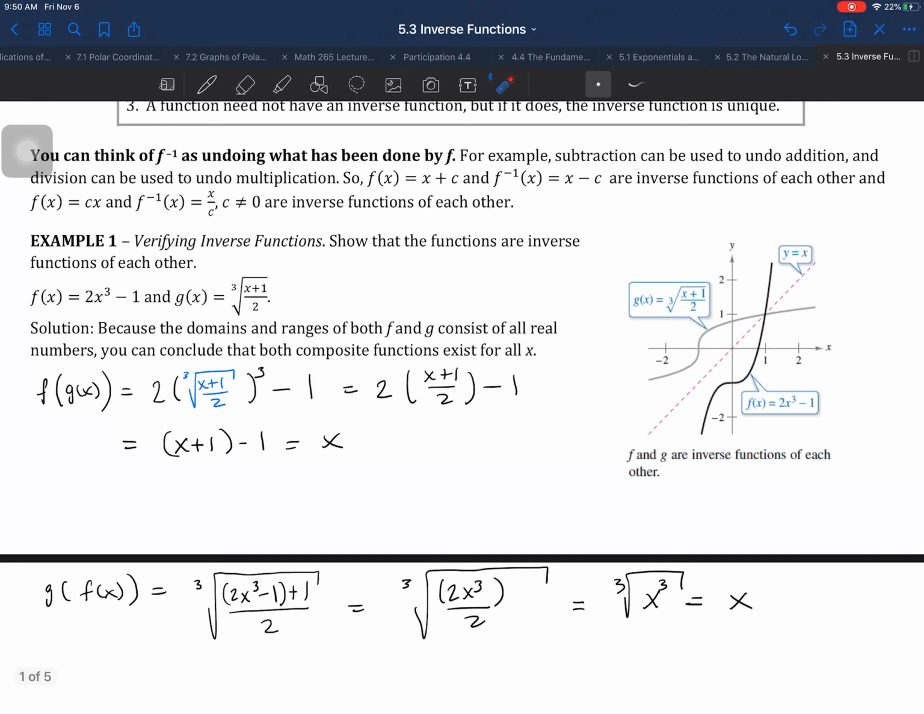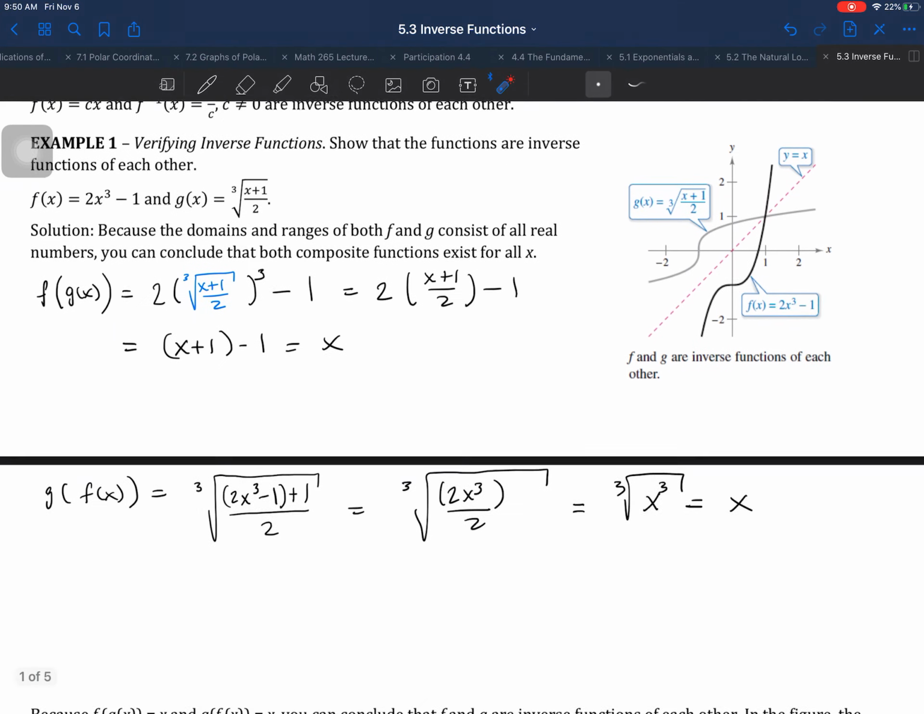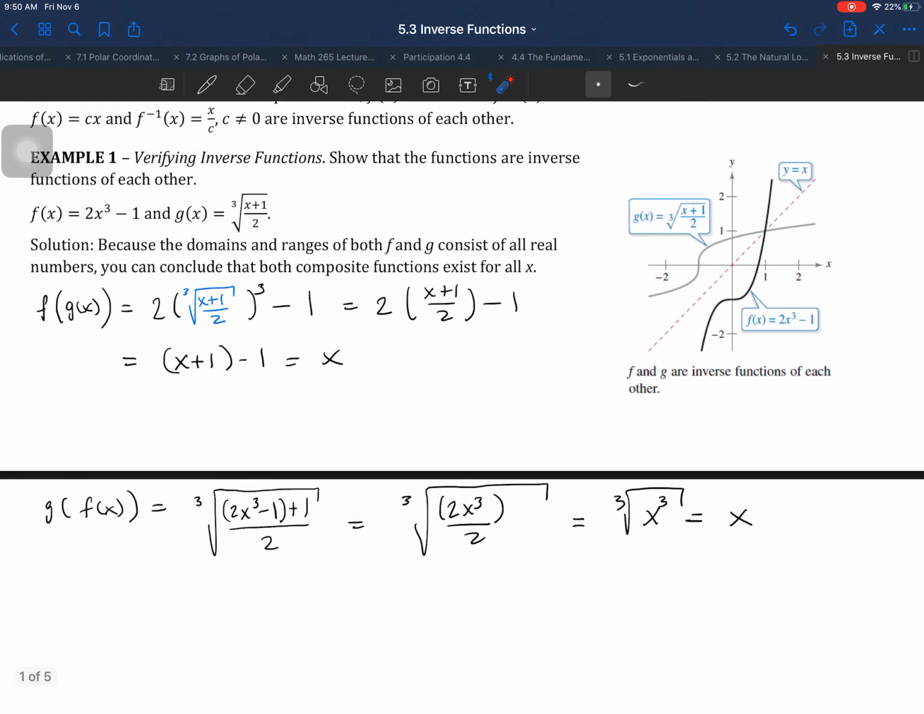So let's verify the following functions are inverses of each other. We're given f of x and we're given g of x of this form. They want us to check whether these are inverses of each other. Now, to check that, we have to use the composition operation. What does that mean? We're going to try first f of g of x. So we're going to do that.